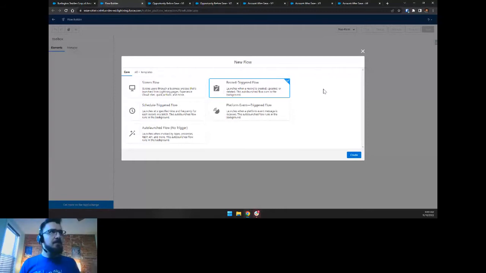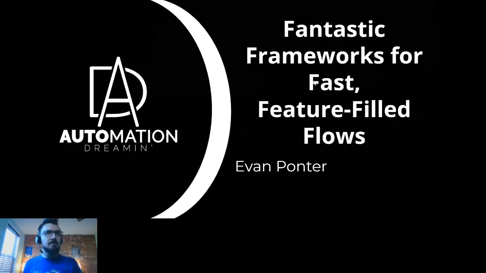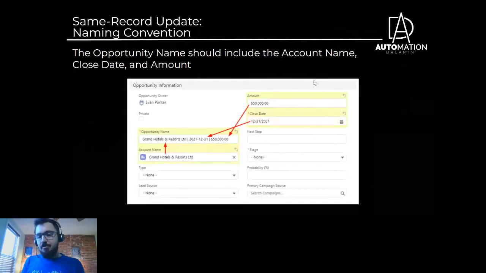The way I want to walk through this is by going through a couple of requirements, understanding the use case here, and then taking a look at how we would build that out in Flow. So our first use case is a naming convention. And the pattern that we're solving for here is anytime a record is created or updated and you want to update a field on that same record, you can use this framework in order to solve for that.